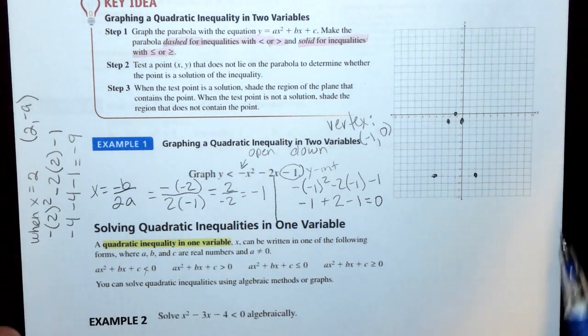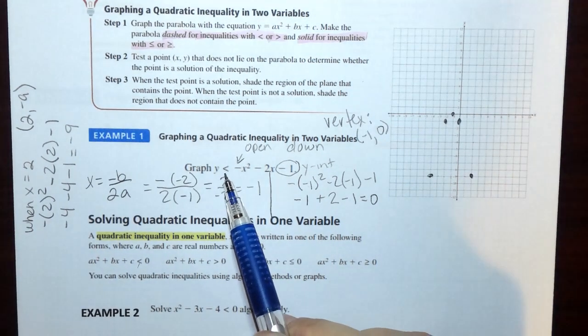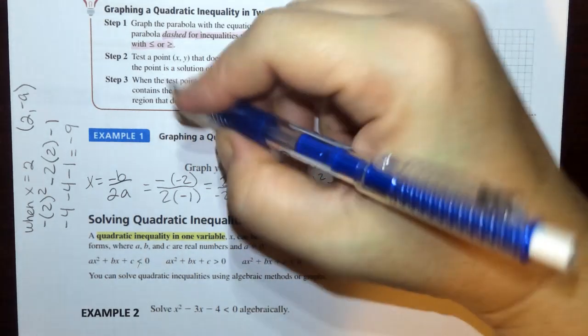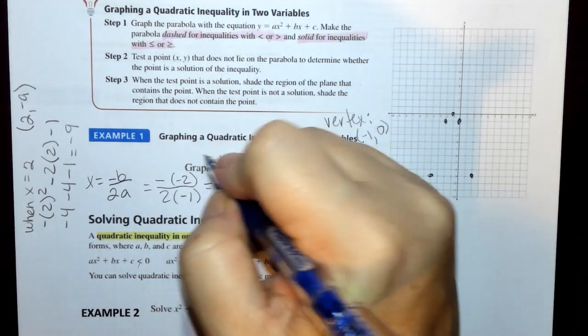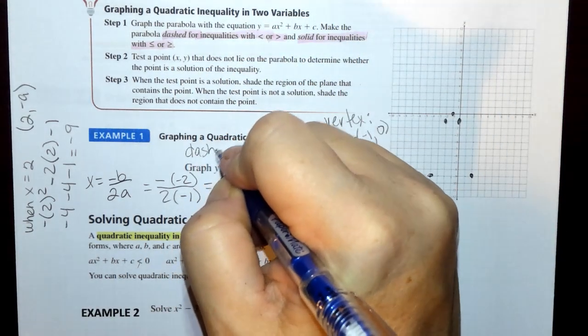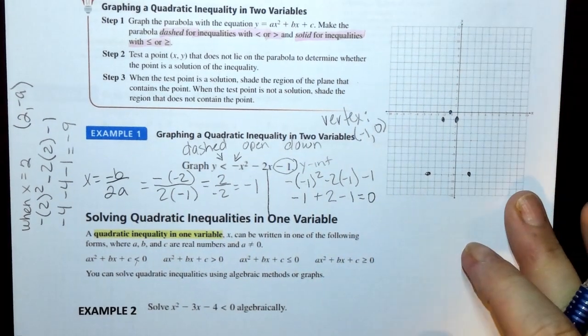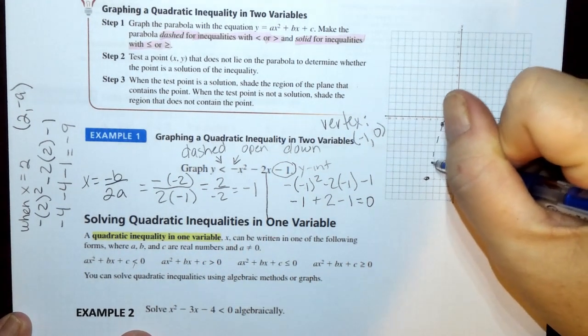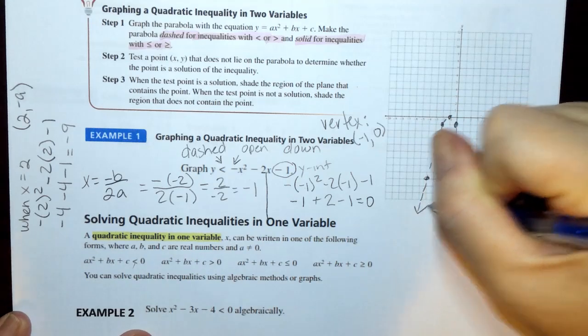Now, is our line dashed or solid? If I look at this, this tells me that my line is dashed. It is not "or equal to." So now instead of drawing a solid line, I'm just going to draw a dashed line going all the way down to infinity.